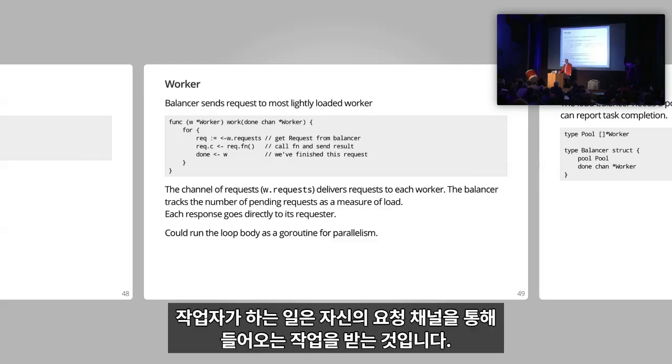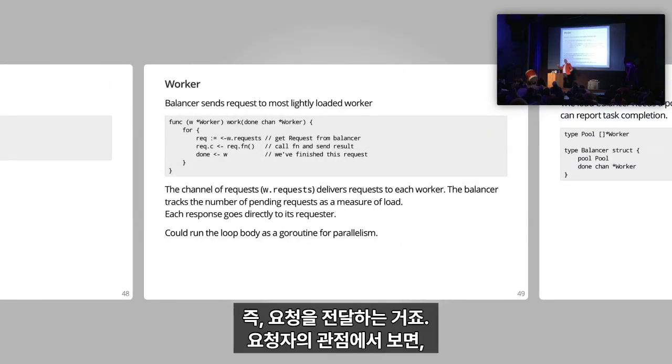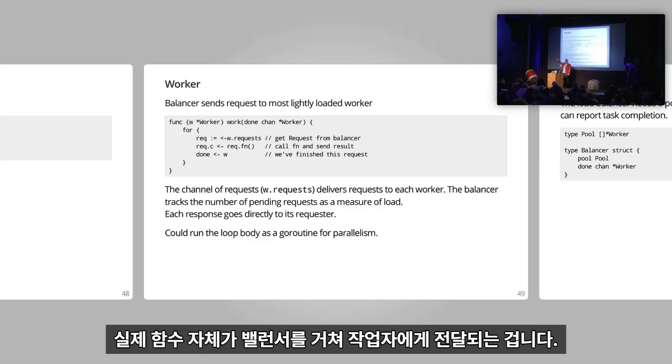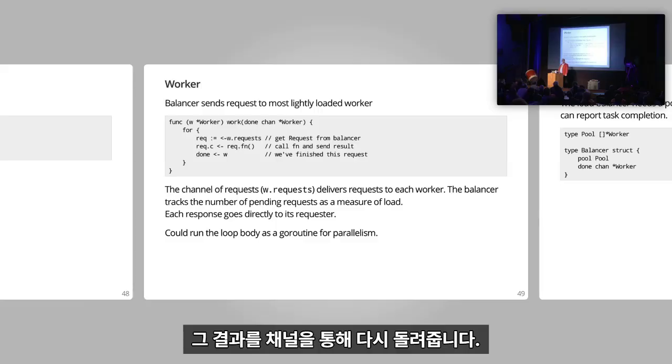So then what the worker does is receive work from his requester, his request channel, which is part of the worker object. Call the function on the worker side. So you pass a request, I guess from your point of view, pass the actual function from the requester through the balancer into the worker. He does the answer, and then he returns the answer back on the channel.